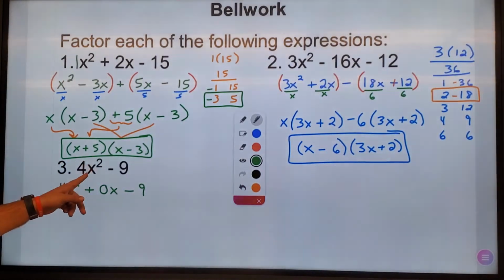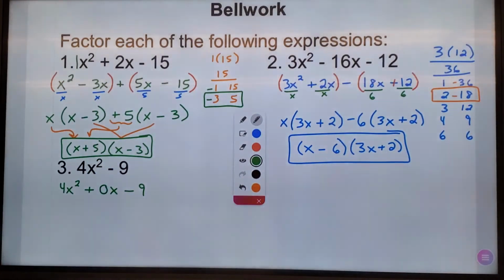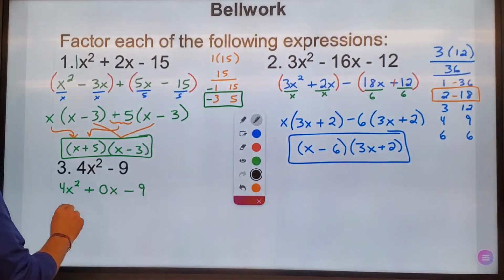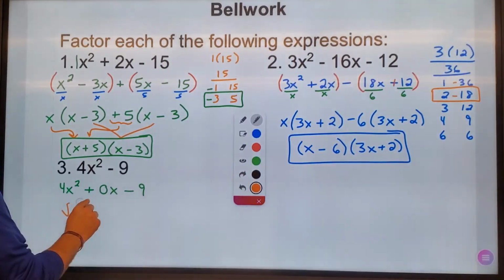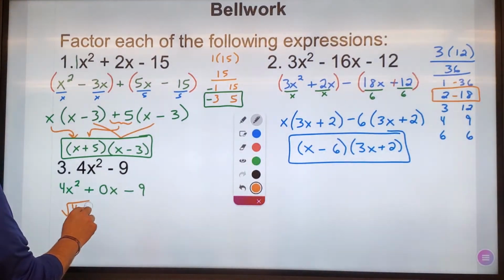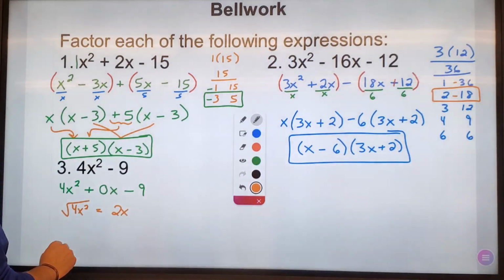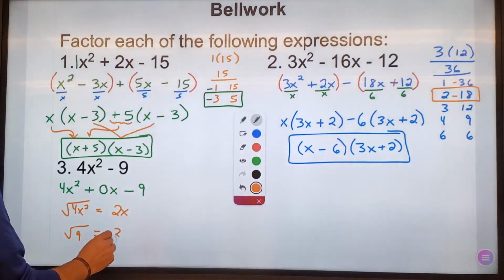So perfect square here and a perfect square there. So that's a difference of squares. So if I use that aspect, I have the square root. Let's do that. The square root of the 4x squared is equal to 2x. And square root of 9 is equal to 3.